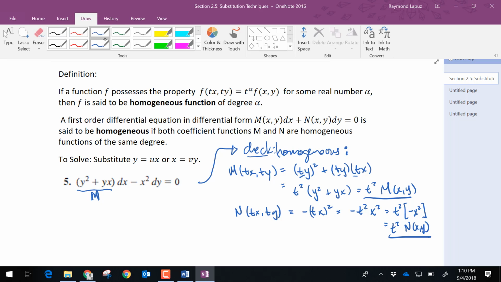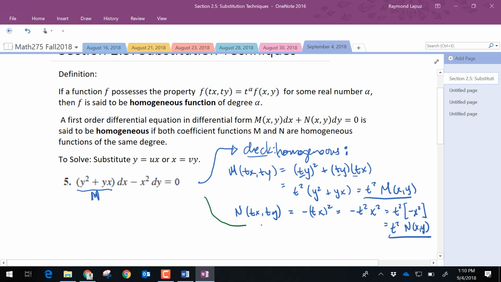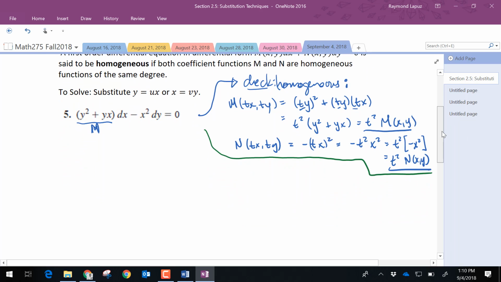So the substitution, just like a U substitution, will require you to really think about the differential of what you're letting U or V equal, or in this case, we're letting Y equal to something, or X equal to something. So let's try to do one of the substitutions. Let's try to do this Y equal to U times X business.